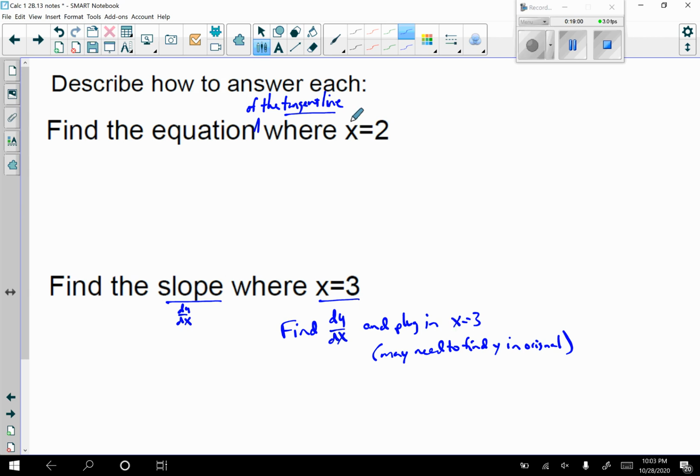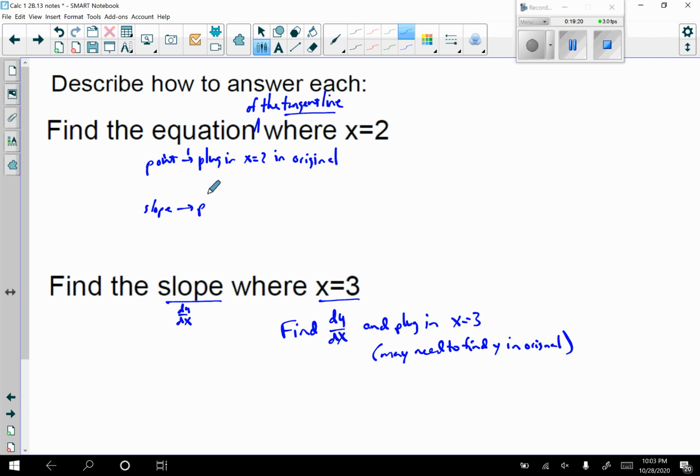We'll find the equation of the tangent line. We know how to do that. That was always point and slope. Find a point by plugging in x equals 2. Where? In the original.